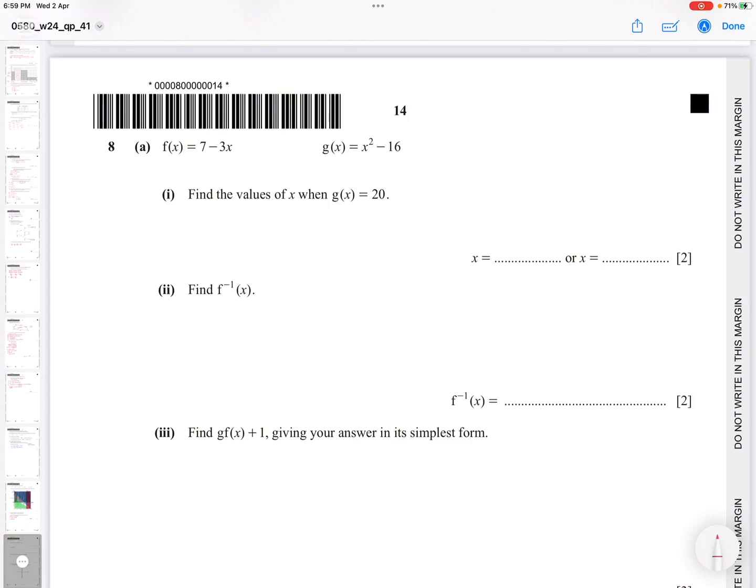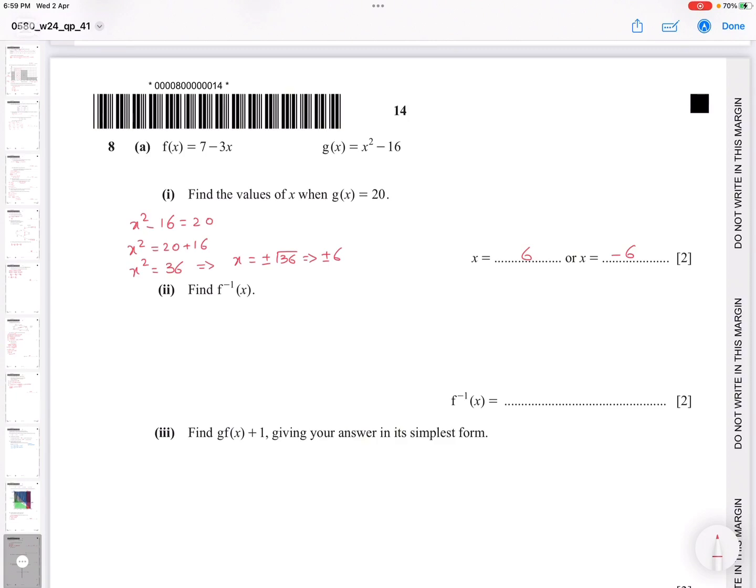So you can write g of x, which is x squared minus 16, equals 20, and x squared equals 20 plus 16. So x squared equals 36, and this gives you x equals plus minus square root of 36, which is plus minus 6. So x is 6 or x is equal to minus 6 would be your answer.